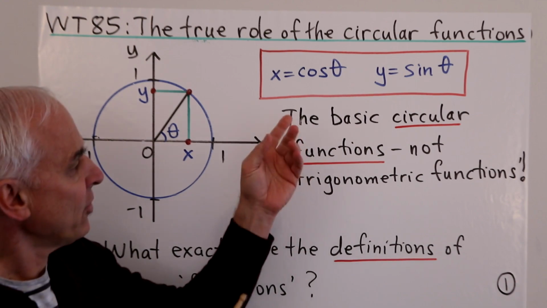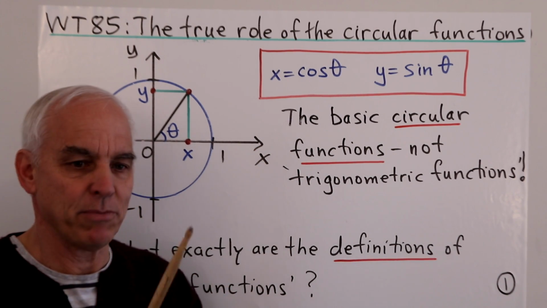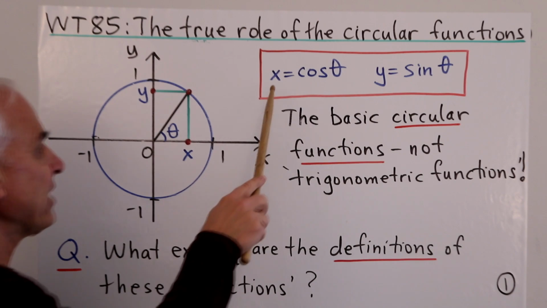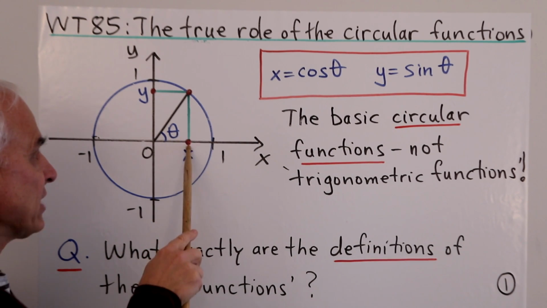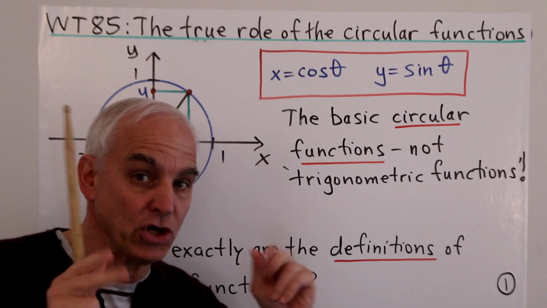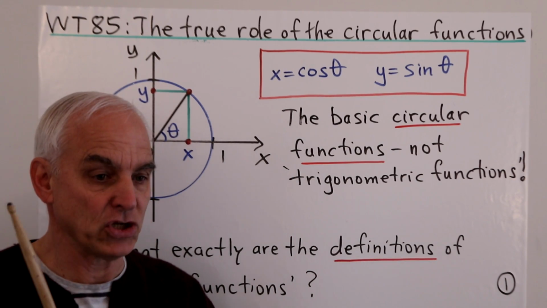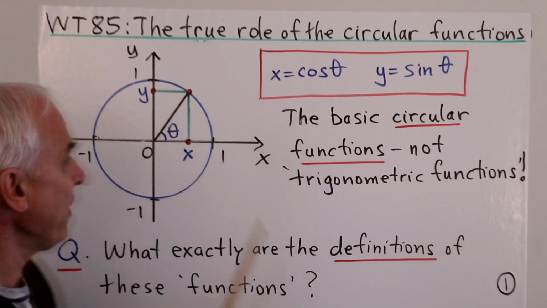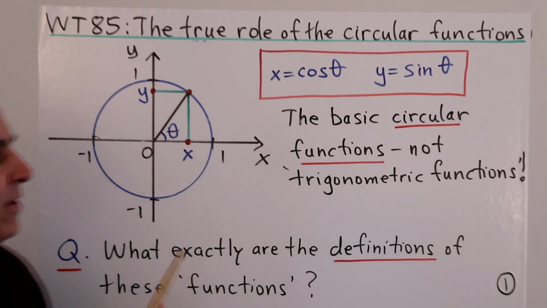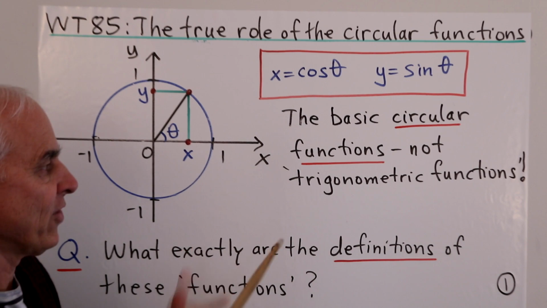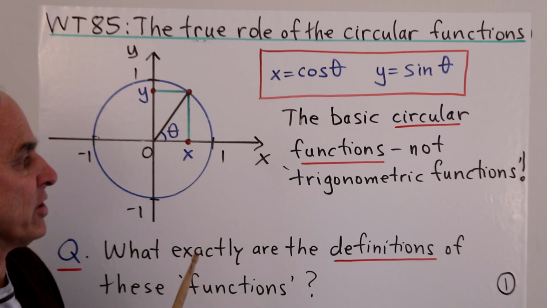And we try to get at the relationship between these things by saying that x is the cosine of theta. So given a theta, the x value is considered to be a function of theta, and we call that function cosine theta. And the y value is sine theta. So this is how we introduce the circular functions.